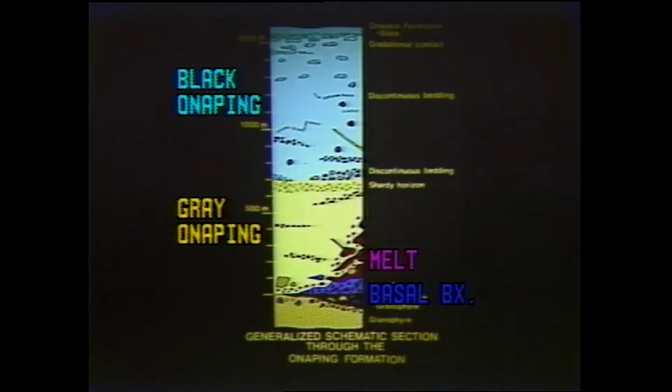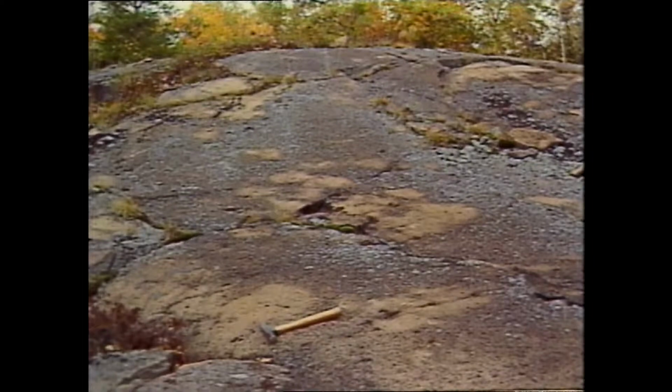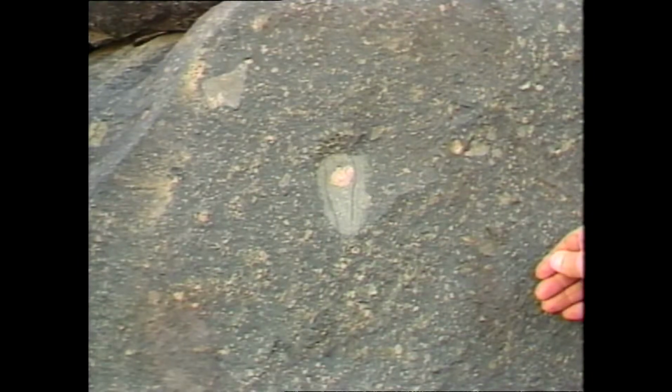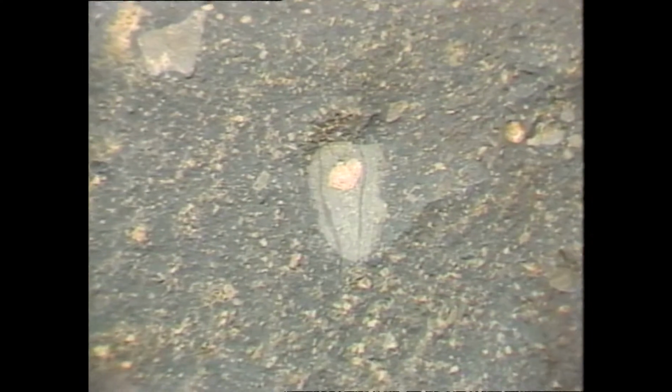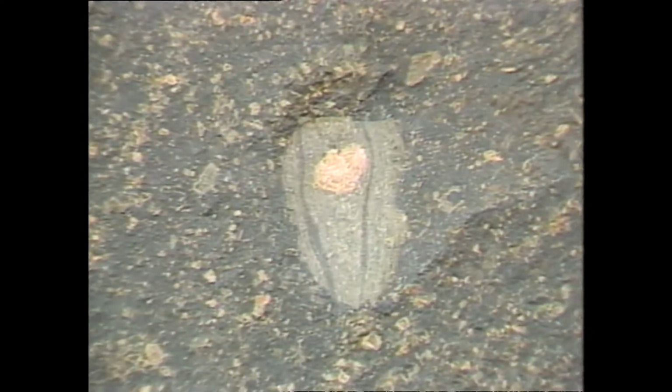The gray Onaping member is coarsely stratified over several hundred meters scale, but has no small scale bedding. The black Onaping member overlying it is crudely stratified in the lower half, but in the upper half there is ample evidence that it has been reworked by water. The ingredients in the black Onaping are essentially the same as in the gray Onaping, but in addition there is some carbonaceous material in the matrix.